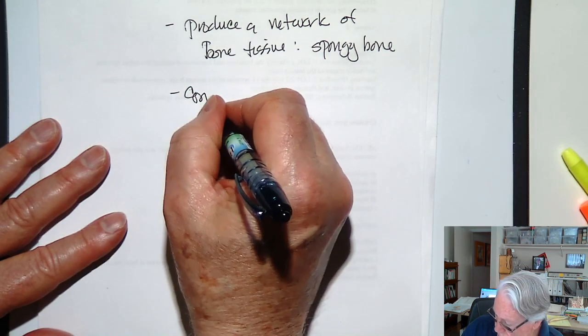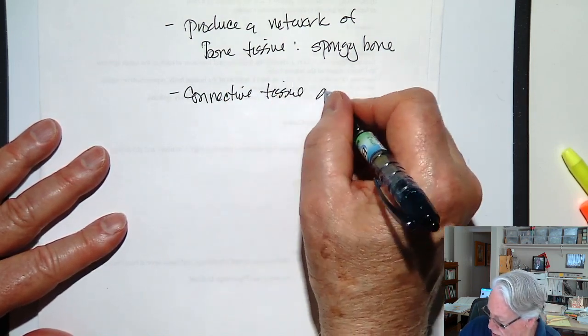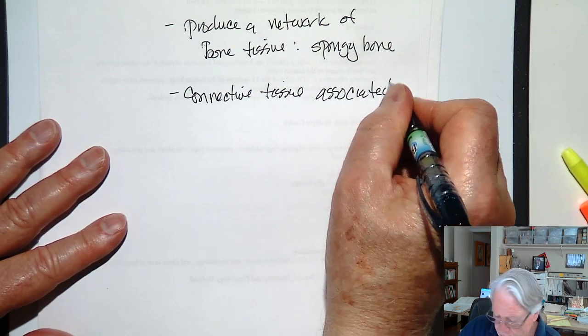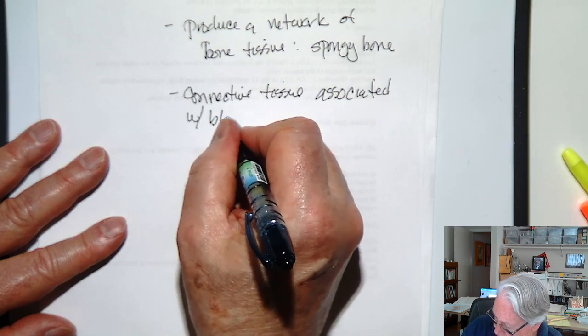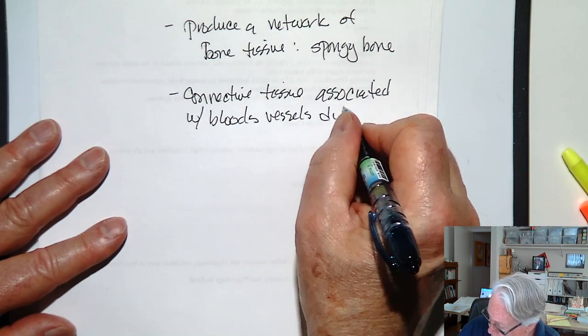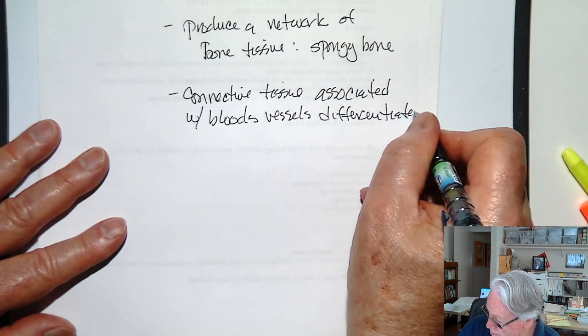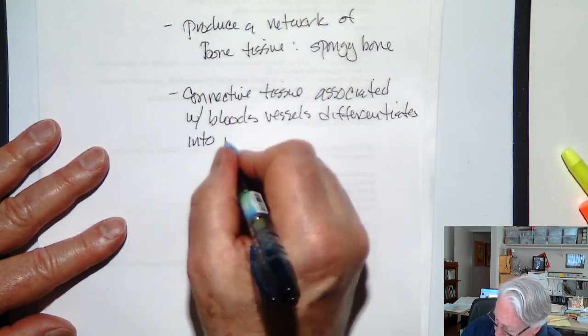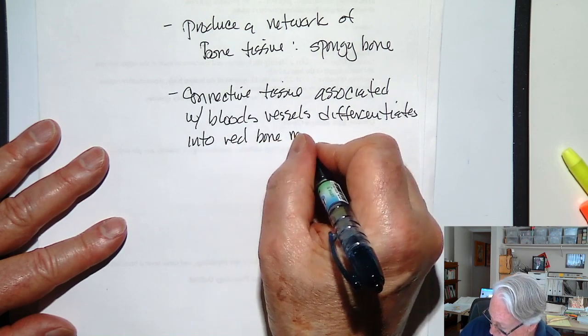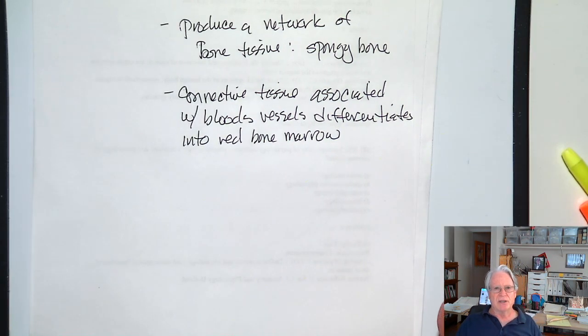The connective tissue that is associated with the blood vessels within this area differentiates into red bone marrow. So there are blood vessels within these areas where we're building this bone, and there is connective tissue associated with that, and that is going to change and become what we call red bone marrow.